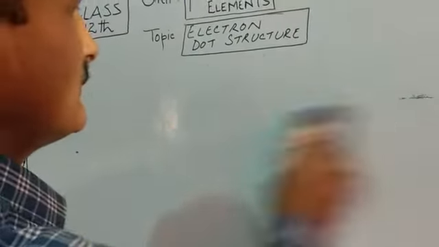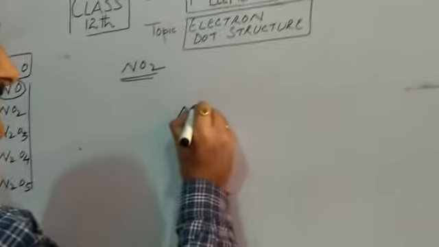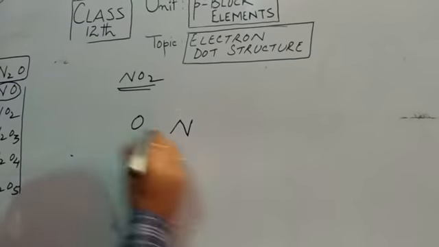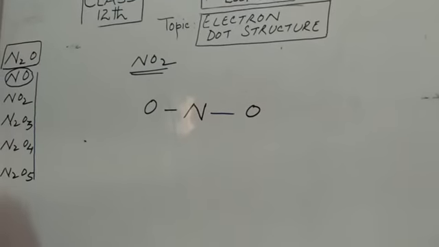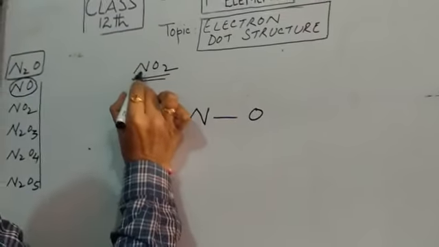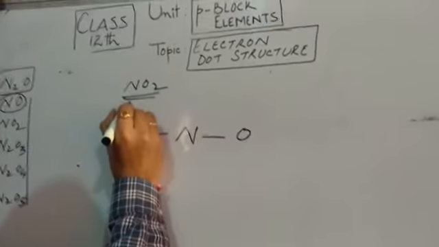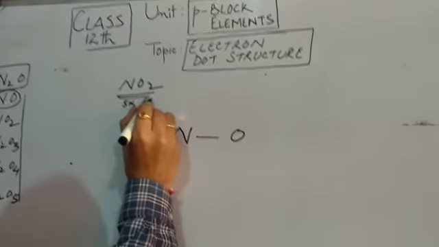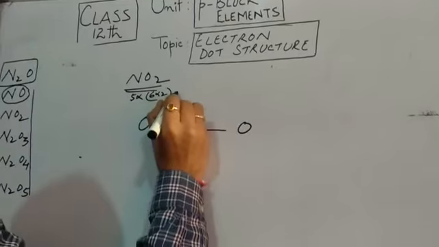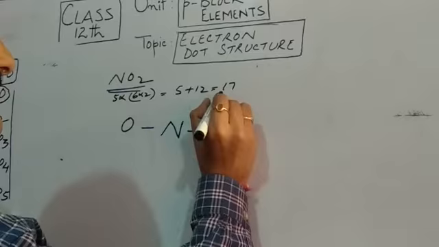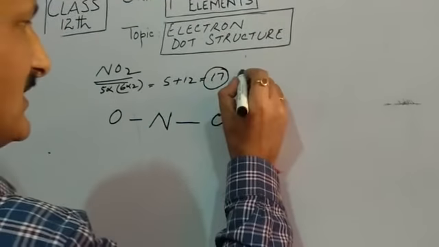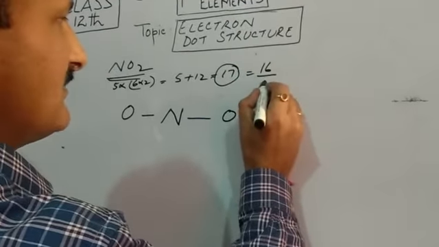Now moving to NO2. In NO2, the central atom will be N, like this. Then we will have two terminal oxygen atoms. We will link these by two single covalent bonds. Now let us see how many valence electrons are available. 5, and here 6 multiplied by 2. So it will be 5 plus 12, that is 17. Let us convert it into even, that is 16, divided by 2.